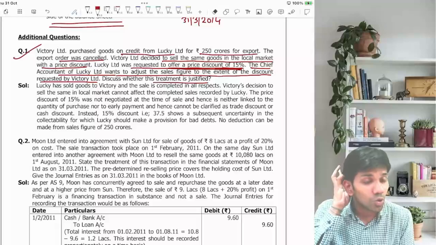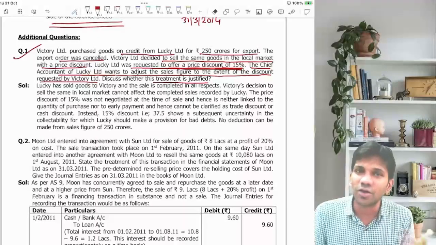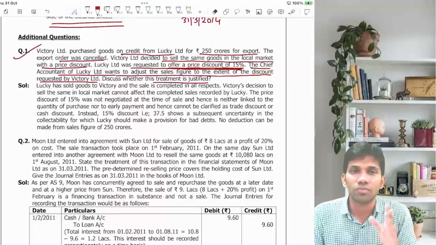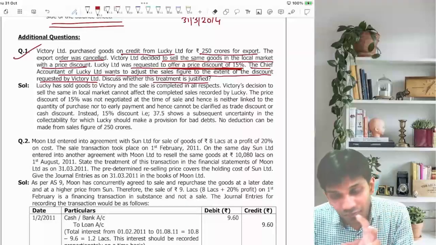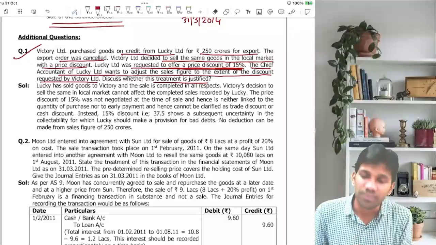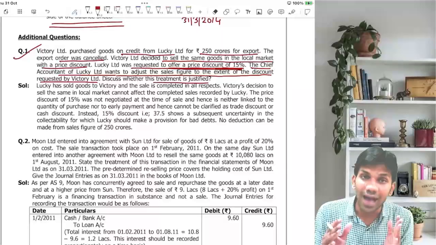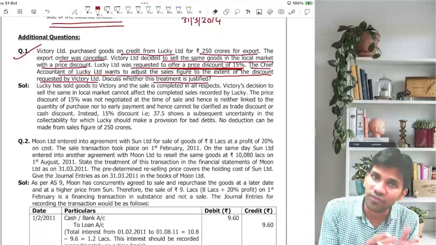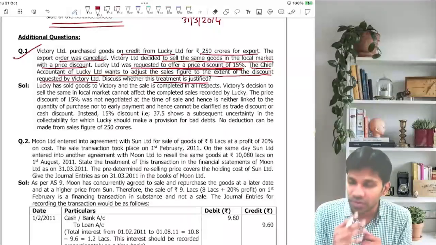Means what? 250 crores amount of goods you have sold to me, I have purchased. Due to inability to sell in the foreign market or to export it, Victory Limited wants to sell it in the local market. So for selling this in the local market, I requested Lucky Limited to give me some 15% discount. So now Lucky Limited's accountant is asking, can he adjust this discount from the figure of sales, or what should be done? So now I hope the question is very clear.